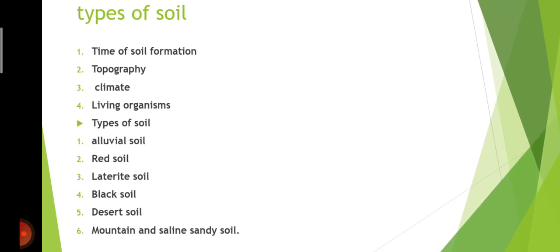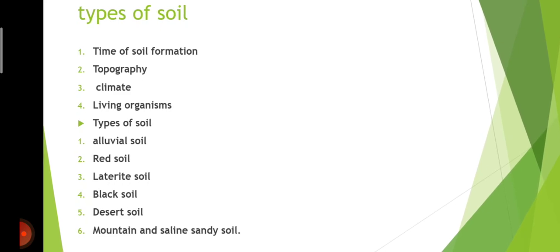Now, factors affecting soil formation and the types of soil. First, the time of soil formation. You know, students, a centimeter of soil takes millions of years in its formation. So, time makes a soil fertile.